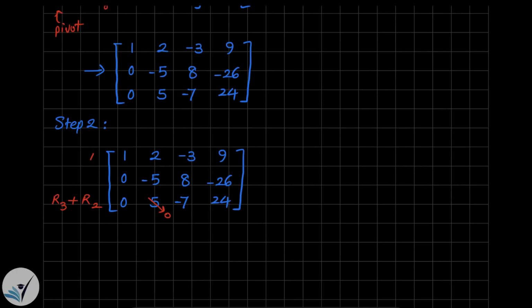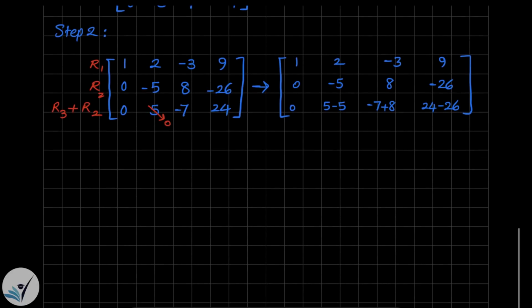The first row remains unchanged, the second row remains unchanged. And if we go ahead and apply this operation on the third row, we have the first row unchanged, 1, 2, -3, and 9. The second row would be 0, -5, 8, and -26. The third row would be 0. So we have 5 minus 5, negative 7 plus 8, 24 minus 26.